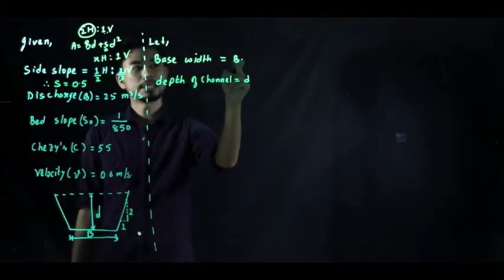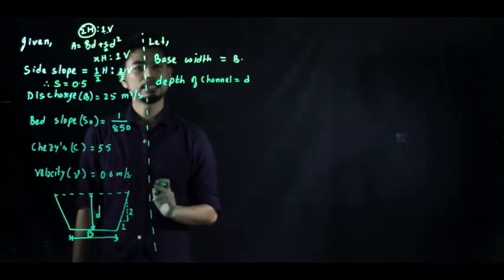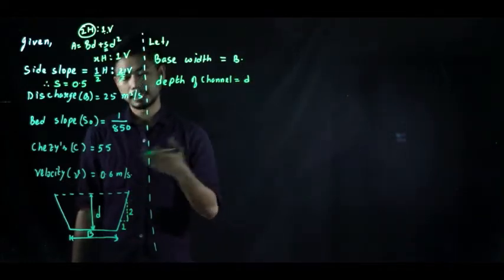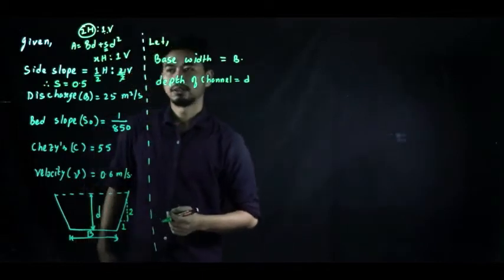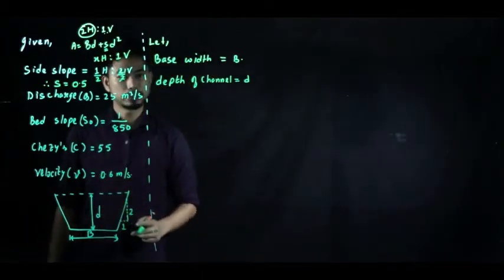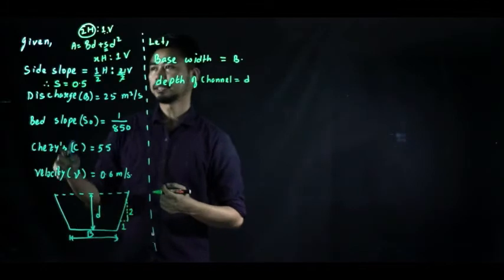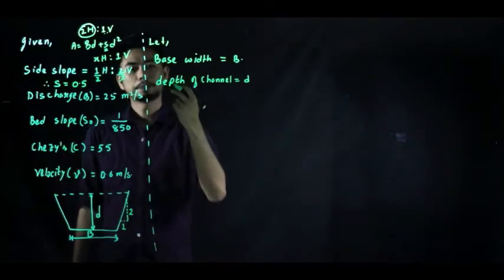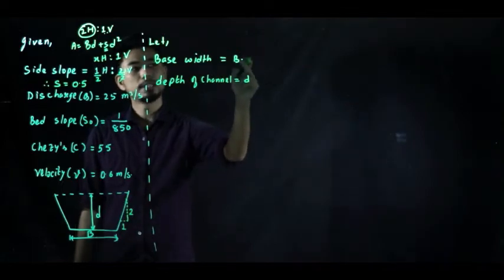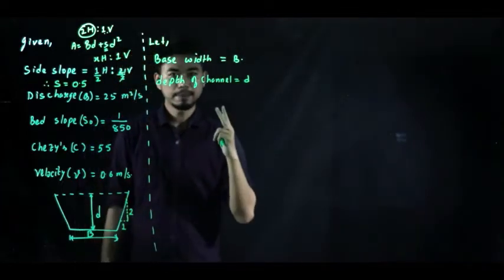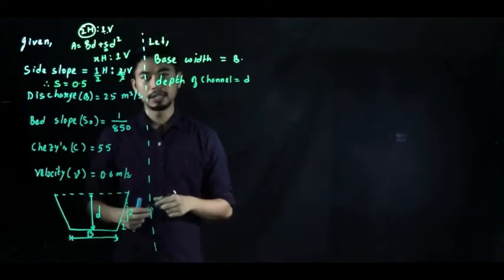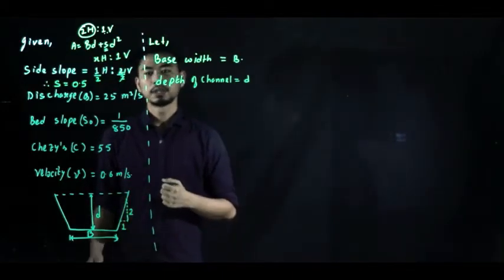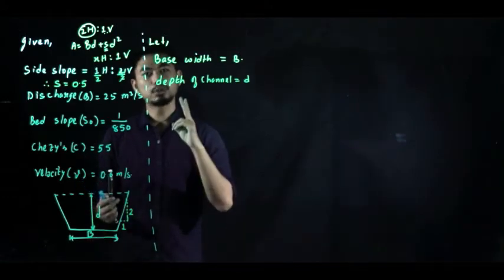So base width we have assigned B, depth we are saying that it is D. And we need to find out what is this B value and what is this D value. That is known as the design of this trapezoidal channel. Okay, so it is a question based on open channel flow inside of your hydraulics. So let's find out how we are going to proceed. We are having 2 unknowns, one is B, one is D. If you are having 2 unknowns, how many equations are required? Minimum we will be requiring 2 equations to solve 2 variables, isn't it? So somehow we need to construct 2 equations.